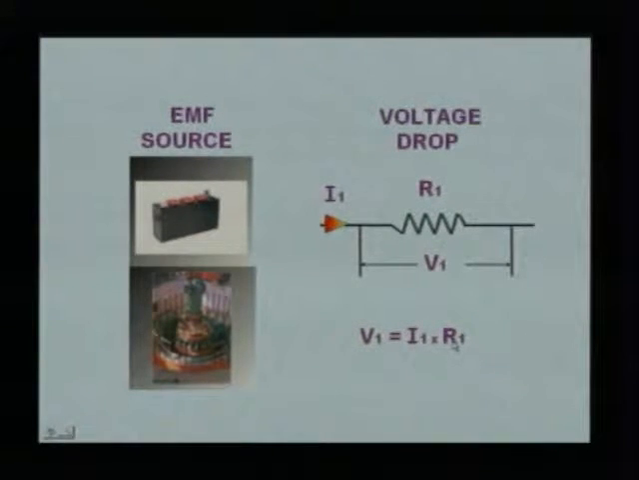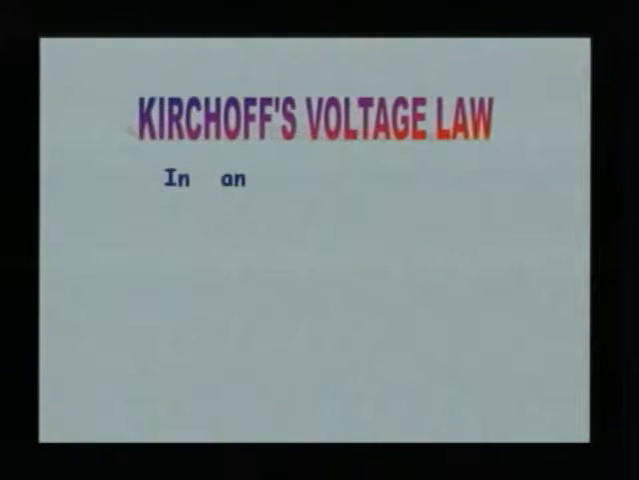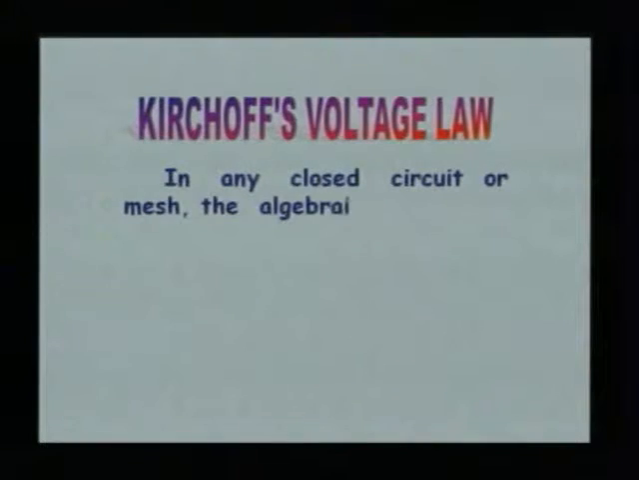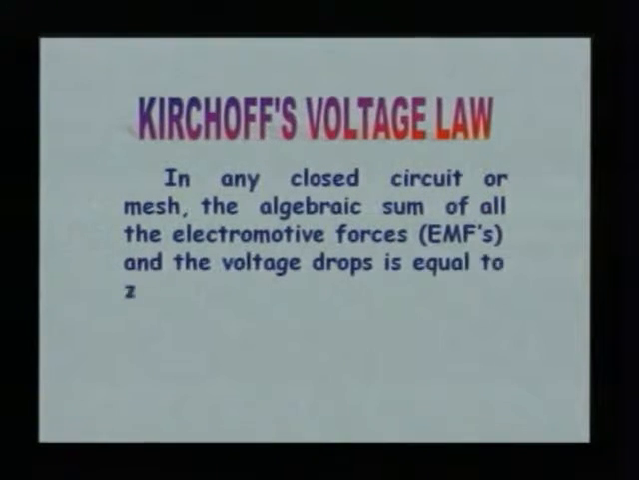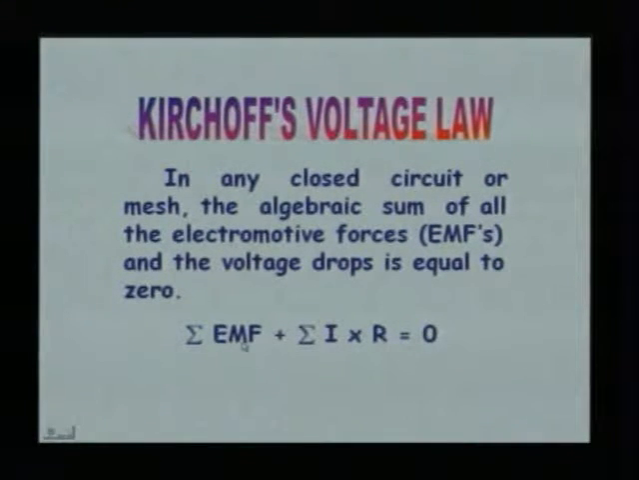Now, knowing this information, let us see what KVL states. In any closed circuit or mesh, the algebraic sum of all the electromotive forces and the voltage drops is equal to 0. That means, sigma EMFs plus sigma I into R is equal to 0. The total sum of EMFs and the total sum of drops that is taking place in the circuit is equal to 0.